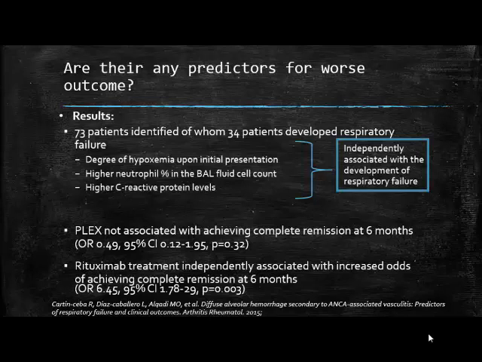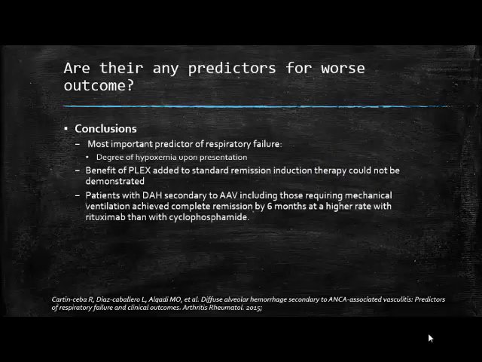The degree of hypoxemia upon initial presentation, higher neutrophil percentage in the BAL counts, and higher CRP levels were independently associated with the development of respiratory failure. Plasmapheresis was not associated with achieving complete remission at 6 months, and rituximab was found to be better than cyclophosphamide in achieving complete remission at 6 months. Something important to know is that there was bias with plasmapheresis, as they just did plasmapheresis on those very sick patients.